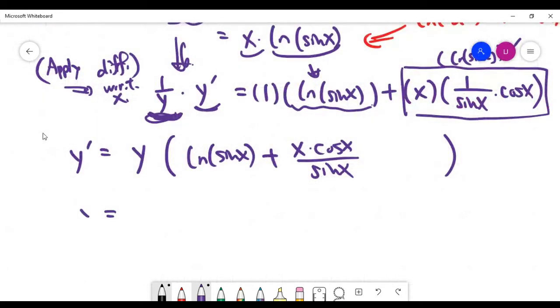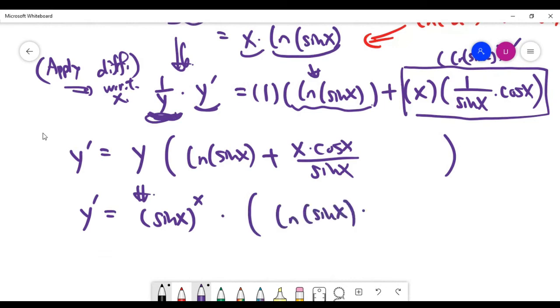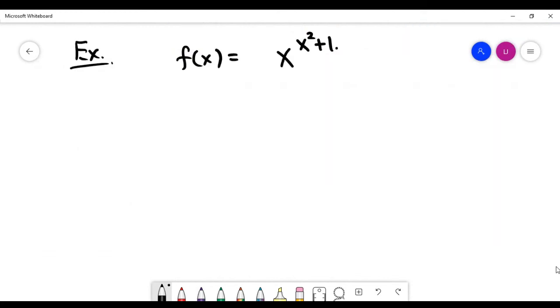Obviously, it would be quite nice to write the answer down in terms of x only. So y is actually the same as sine x to the power x times ln of sine x plus x times cosine x divided by sine x. And that's the final answer to this problem. We can actually do one more. So please look at the current problem.